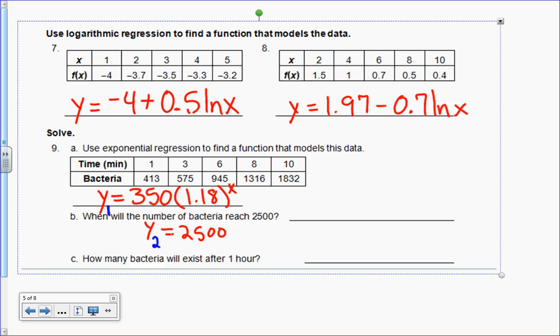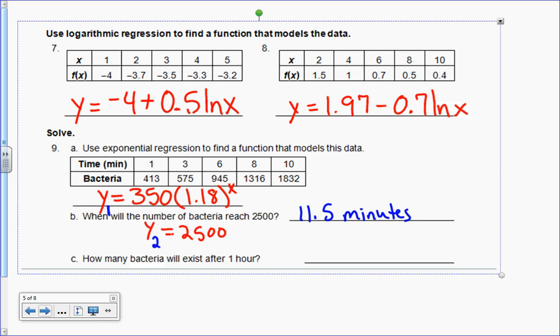Somewhere between 11 and 12, the x value is somewhere right in between 11 and 12. If you want to write anything from 11 to 12 minutes is fine right here. Okay, I'll just put 11.5 minutes. But if you look at the cursor there, it's right in between 11 and 12, somewhere in there.